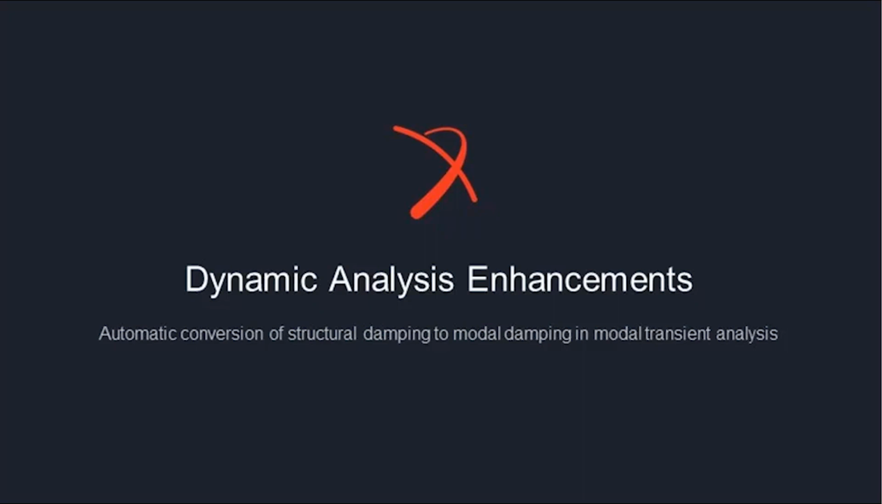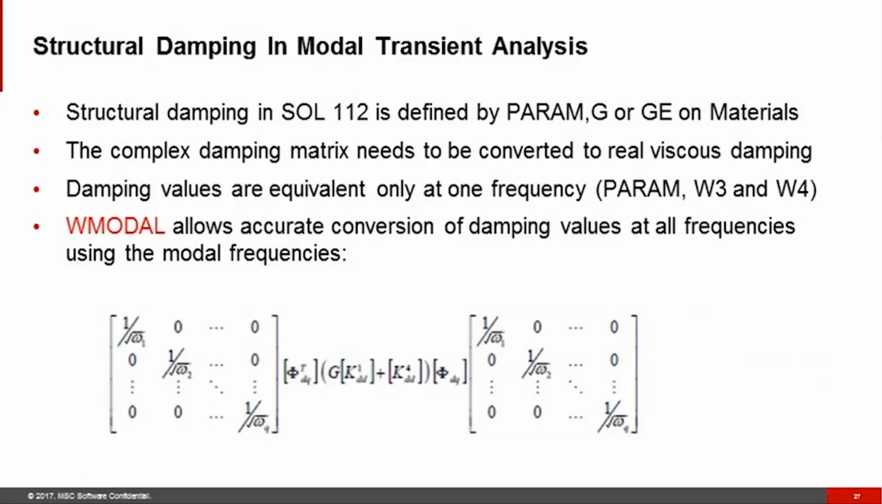Next, I will be talking about the dynamic analysis enhancements in Nastran 2018.2. Generally in Nastran, there are two main types of damping available for linear elastic materials, the viscous and structural damping, and we all know about that. The viscous damping force is proportional to velocity, and the structural damping is proportional to displacement. Which type to use depends on the physics of the problem that you're solving and the chosen solution method.